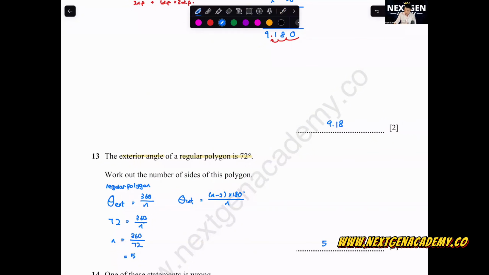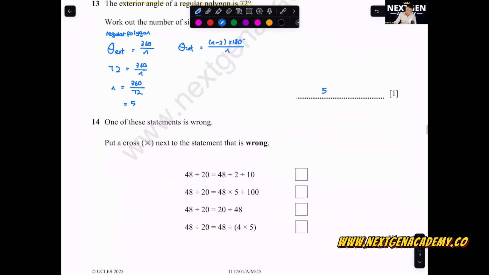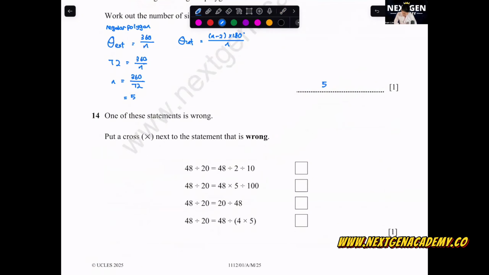Okay, so another question may come out based on interior angle. Okay, let's go to question 14. One of these statements is wrong. Put a cross next to the statement that is wrong. Okay, which one is wrong?